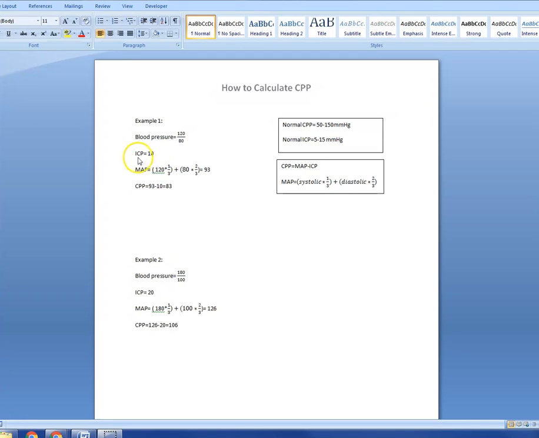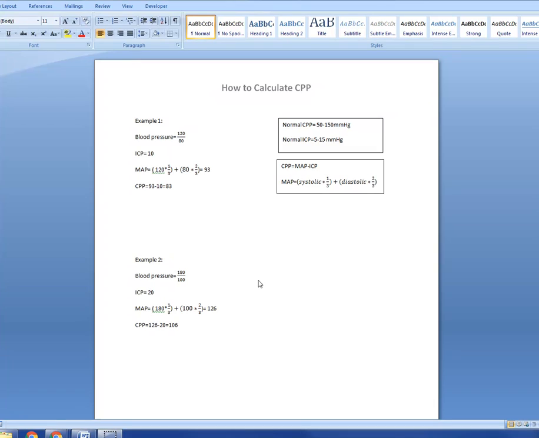So to go through an example using normal values, if we have a blood pressure of 120/80 and an intracranial pressure value of 10, our mean arterial pressure will be 1/3 of 120 and 2/3 of 80 to give us a value of 93 as our mean arterial pressure. And then we're going to subtract our intracranial pressure of 10 to give us a value of 83 as our cerebral perfusion pressure. And this falls in our normal range.